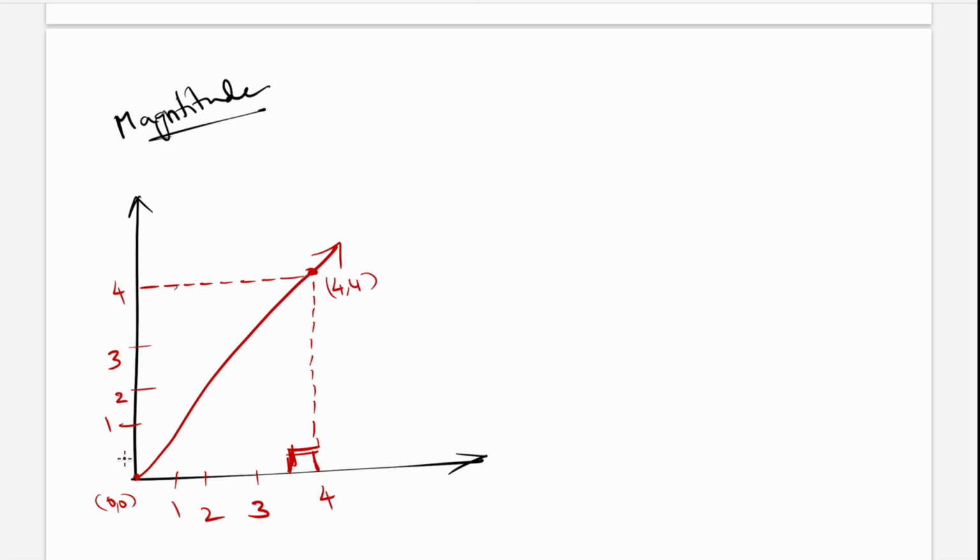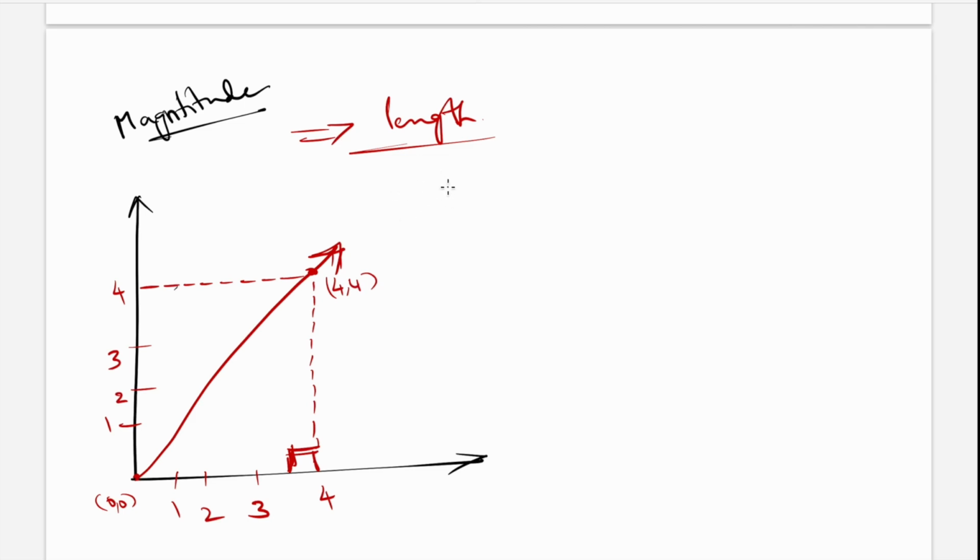So just a vector over here, it starts from the origin and it has a positive direction, a positive vector. So how do we find this vector's length? As I said, magnitude is just a fancy word for length. So how do we find the length of the vector? We use the Pythagoras theorem there.